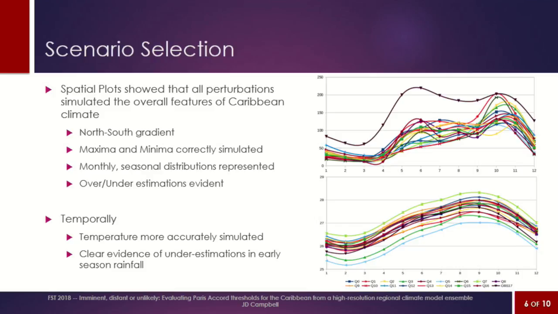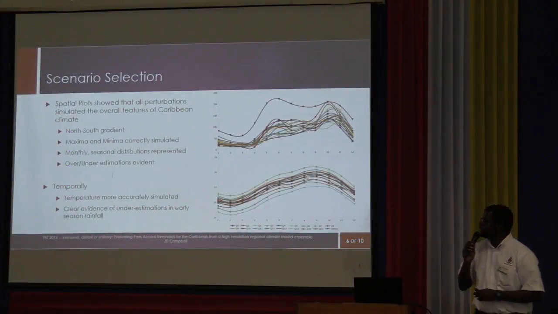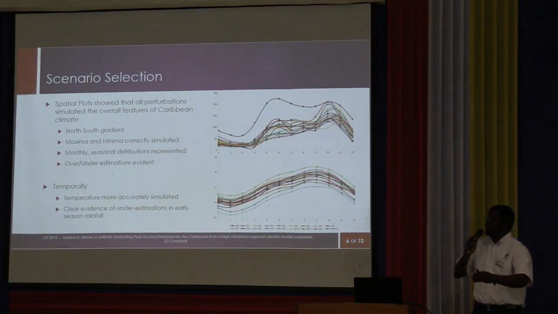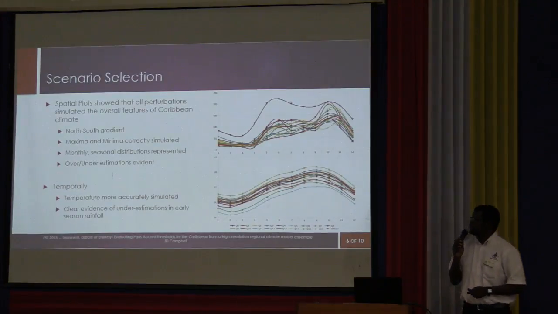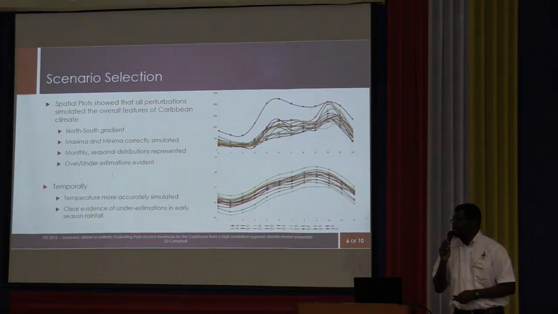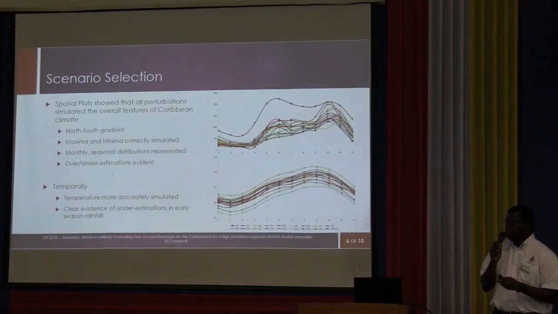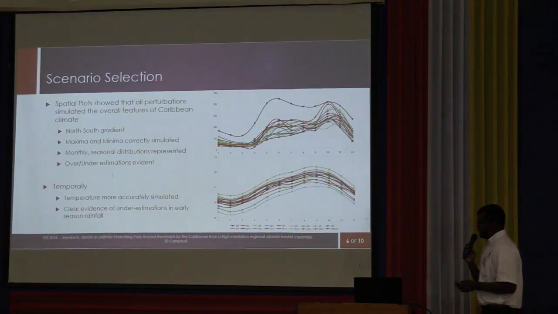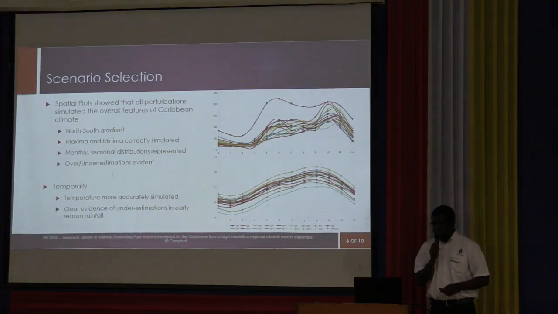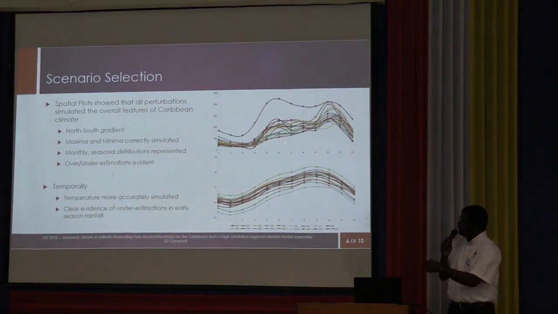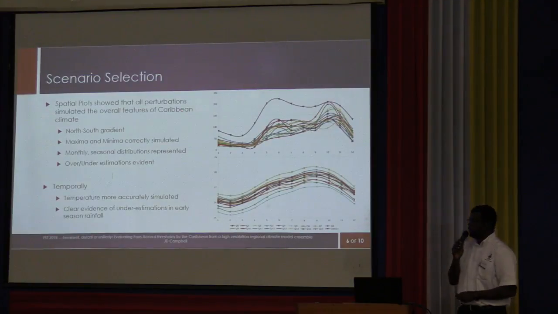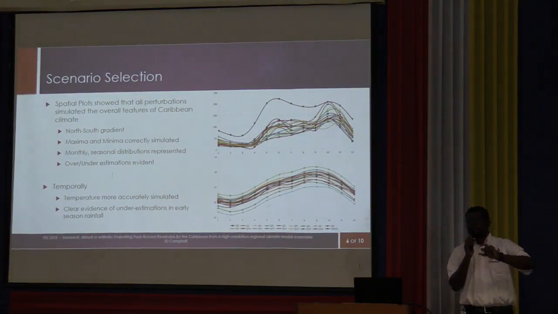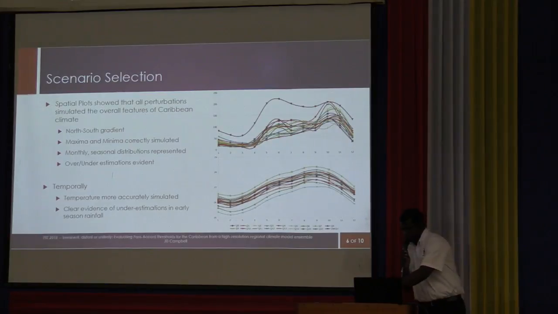Although not shown here, maps plotted spatially show that they do simulate the north-south gradient. Maxima and minima were correctly simulated in their overall positions, and the timing of the maxima was correctly simulated. There are some clear over- and underestimations in some areas. Temporally, as you're looking at, you can see that temperature was more accurately simulated. The pattern of temperature tends to match, with some being a little bit below and some being above.